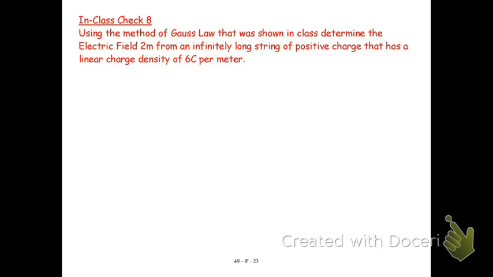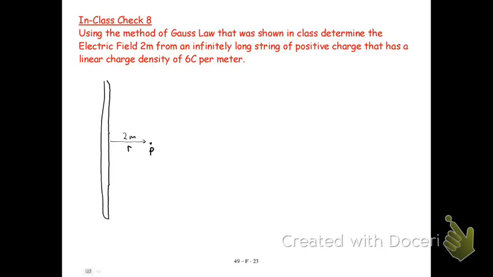So the first thing we do is we basically get a pen and we draw ourselves the wire. And then we take a point of interest. So we'll do the point of interest there. And we say 2 meters from an infinitely long wire. So that's my 2 meters, and that's my R. And that's my point of interest.